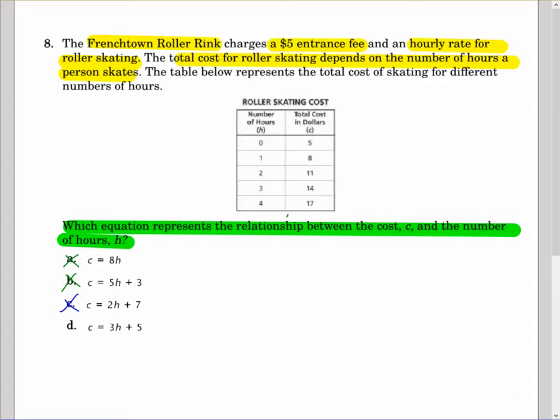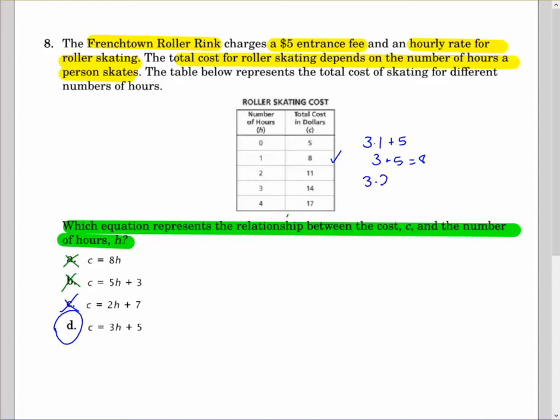So we're hoping it's choice D, which it is, which is 3 times H plus 5. So this should work for all of these. If you pick an equation, it should work for all of the values in our table. Okay, so again, if we were to plug these all in, 0 times 3 is 0, plus 5, yeah, it works there. So 3 times 1 plus 5, does that equal 8? So 3 plus 5, that equals 8. That one checks out.